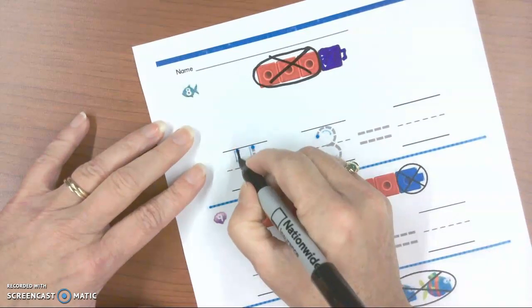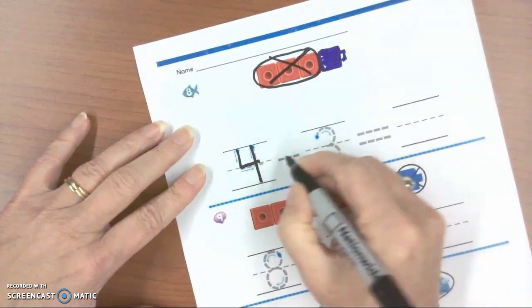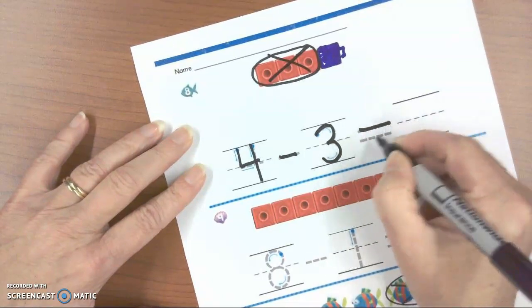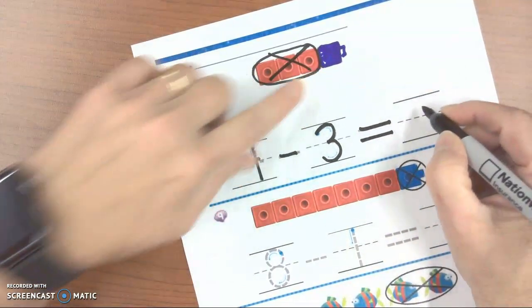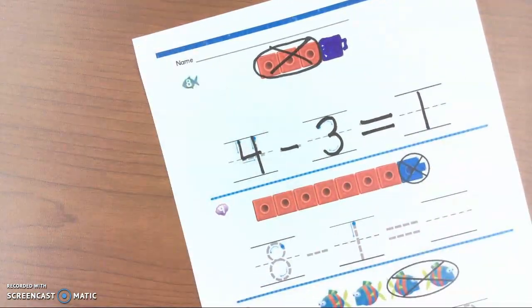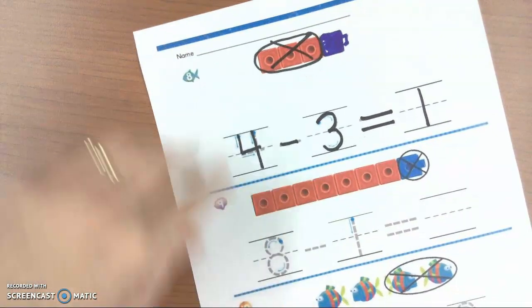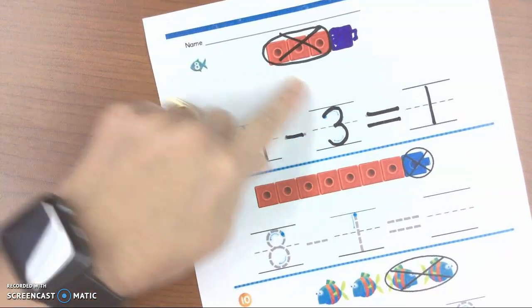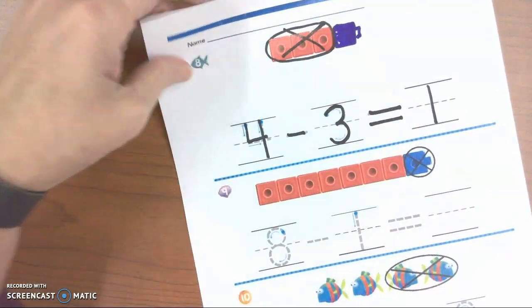So our problem is 4 subtract 3 equals 1 blue cube. So there's our equation. 4 was our total. The part we took away was the 3 red, and that equals 1.